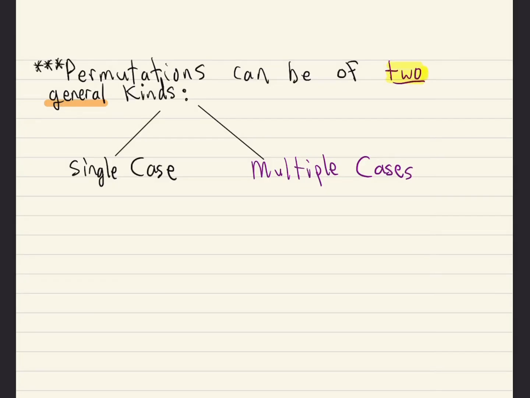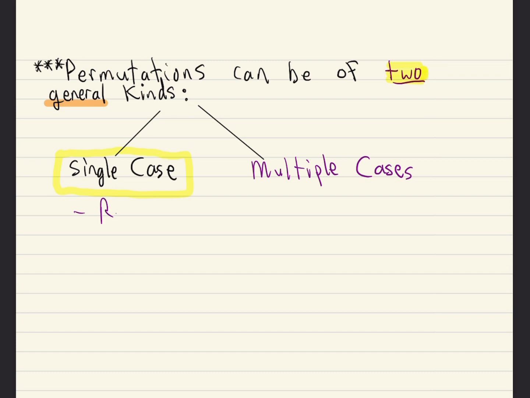So permutations can be of two general kinds. You have the single case permutations, which is what we're going to look at in this video in more detail. And then you have the permutations with multiple cases, and that'll be a different video altogether. Now, when it comes to the permutations that are single cases, they fall into two general categories.